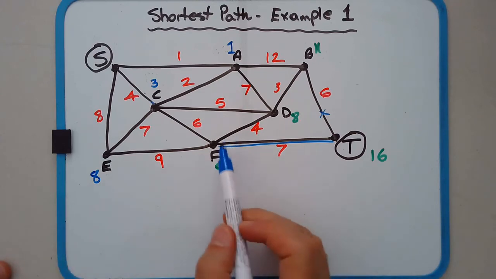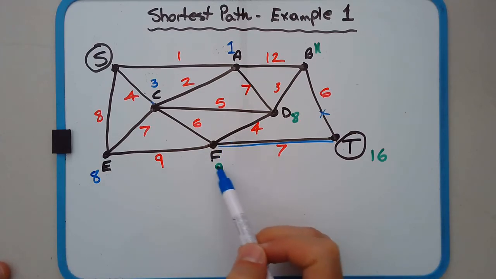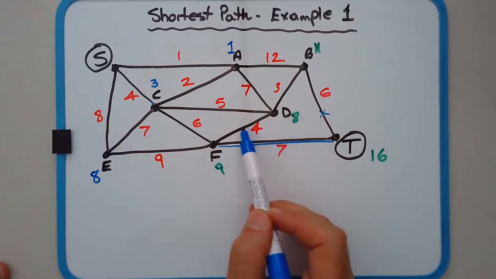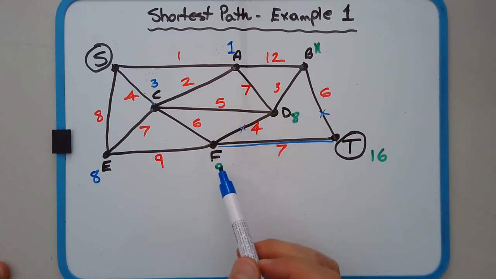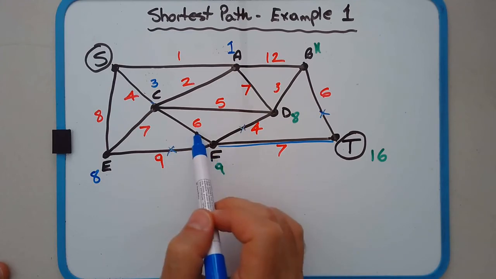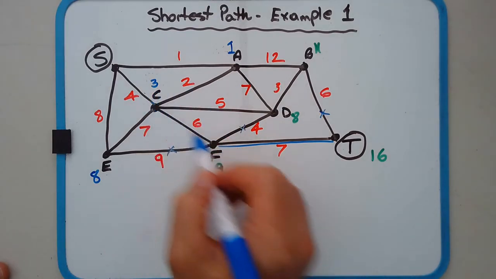Okay, now from F, 9 minus 4 is 5, but we have an 8 here, so it can't be this one here. 9 minus 9 is 0, but we have an 8 here, so it can't be this one here. 9 minus 6 is 3, and it's most certainly this edge here.